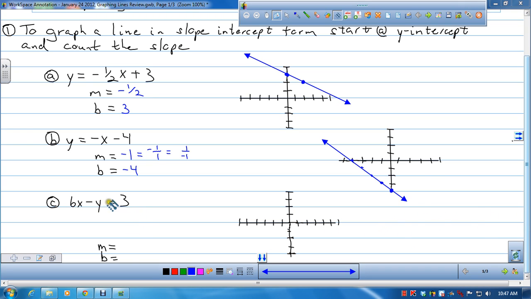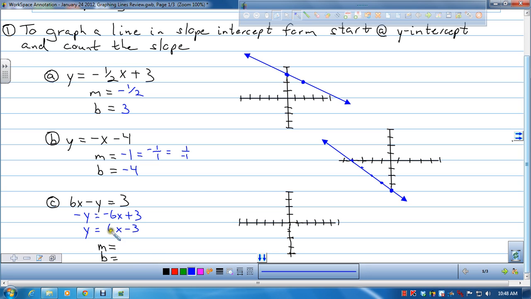Alright, now we've got one in standard form. Well, if I'm comfortable with graphing in slope-intercept form, I could go do that for this too. So let's tackle it that way. Let's put it in slope-intercept form. I'd move 6x over, so I'd have -y equals -6x plus 3. But I don't want a -y there. I want a y, which means I would need to change all of the signs.